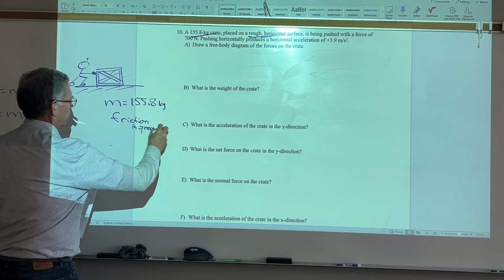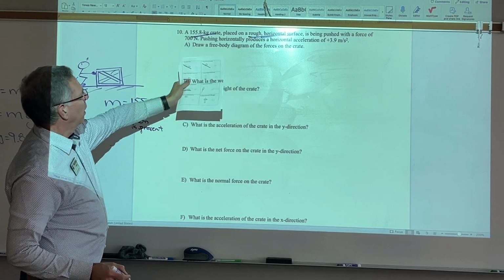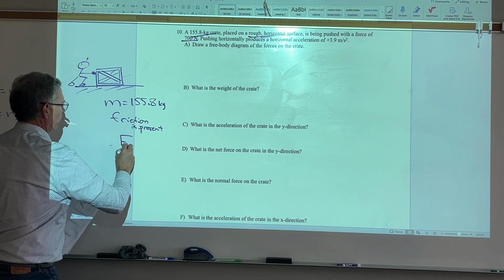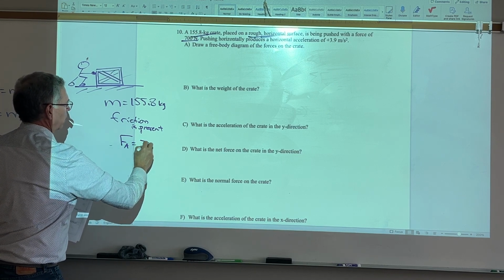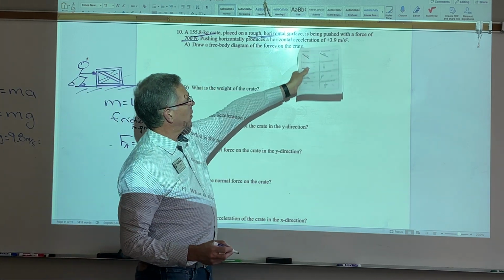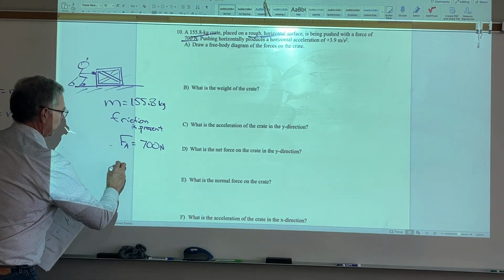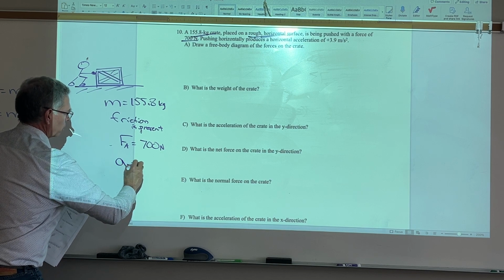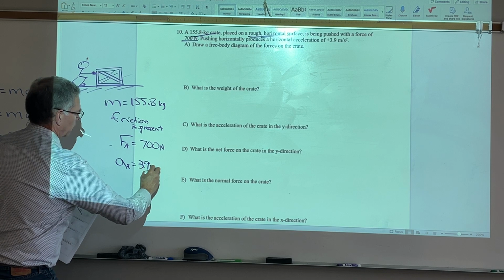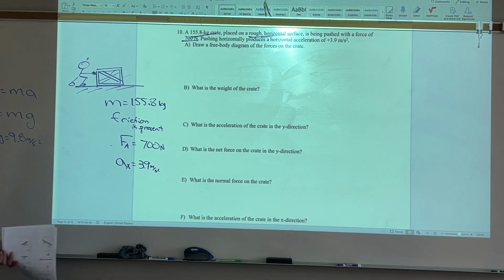Okay, so friction is present. Being pushed with a force, so we know we have an applied force, 700 newtons, and it produces an acceleration in the X direction, horizontal acceleration of 3.9 meters per second squared. So that's my given.